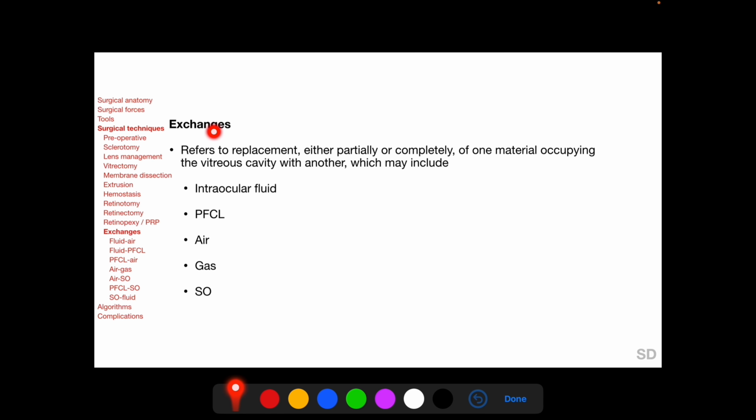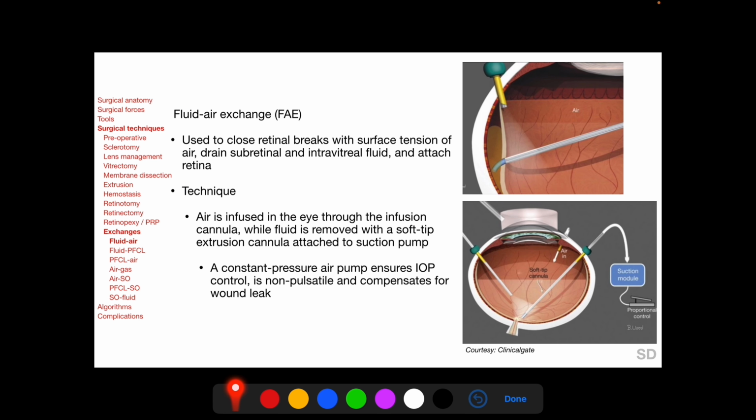Exchanges during vitreous surgery refer to replacement of one vitreous substitute with another following removal of the vitreous, and the substitutes include intraocular fluid, PFCL and air, which are used intraoperatively, and gas and silicone oil, which are used for post-operative tamponade. Fluid-air exchange refers to replacement of fluid with air, and this is used to close retinal breaks, drain subretinal and intravitreal fluid, and attach retina.